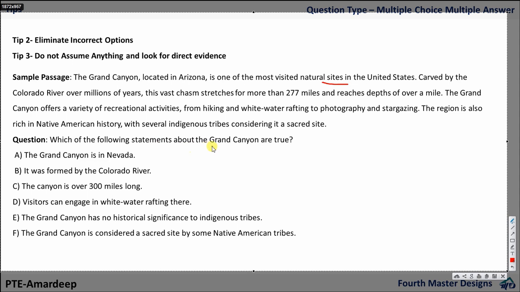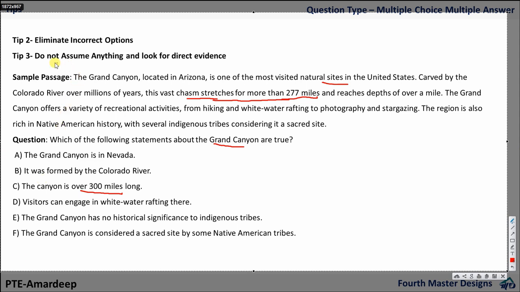What is the question? Which of the following statements about the Grand Canyon are true? It stretches for more than 277 miles and reaches a depth of over a mile. So do we have any statement like that? Something like 277. The canyon is over 300 miles long. They are saying it stretches for more than 277, and here it is saying 300. Yes, it could be 300.